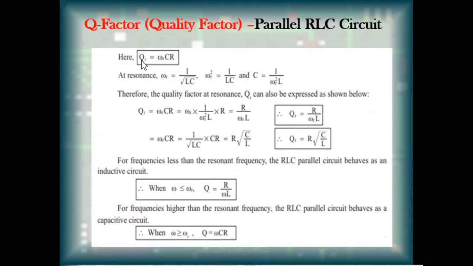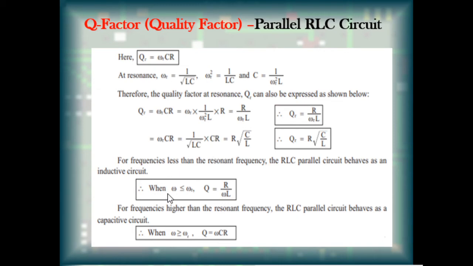Now, by deriving, we get QR is equal to omega R C R. So we already know what omega R is, that is the angular resonant frequency, which is equal to 1 by root of LC. From this, get the expression of C. So the quality factor at resonance can also be expressed as shown below, that is QR is equal to R by omega R into L. This can be got by substituting the expression for C, which you have got here. It can also be represented as R into root of C by L. This expression can be derived by replacing this omega R by 1 by root of LC.